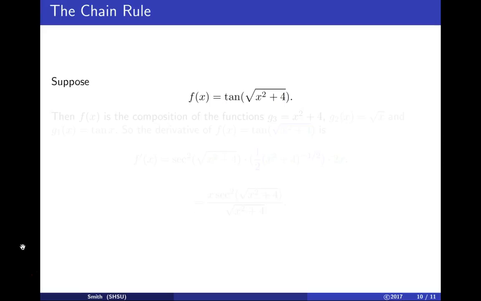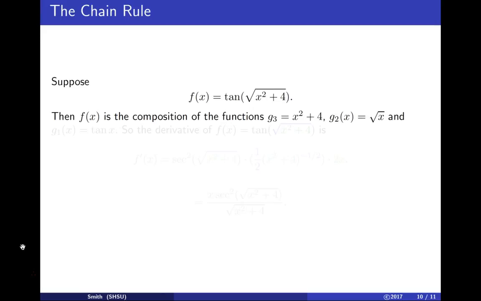Or, let's make it slightly more complicated. Let's take the derivative of the tangent of the square root of x squared plus 4. When I look at this, my first question is, this is the tangent of something. Do I know the derivative of tangent? Well, the tangent of x has derivative secant squared x. Now, in this case, inside the tangent function is the square root of something. Do I know the derivative of the square root? Well, the derivative of the square root of x is 1/2 x to the minus 1/2. But inside the square root is x squared plus 4. Do I know the derivative of x squared plus 4? Yes, it's 2x.